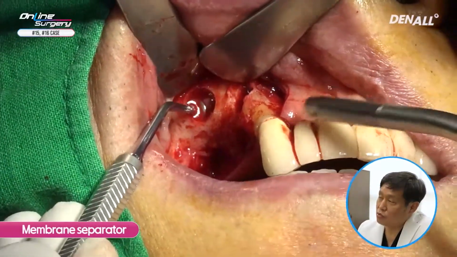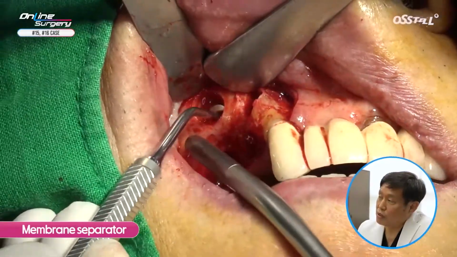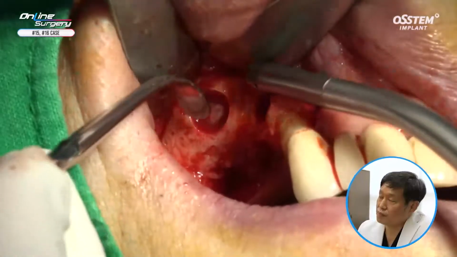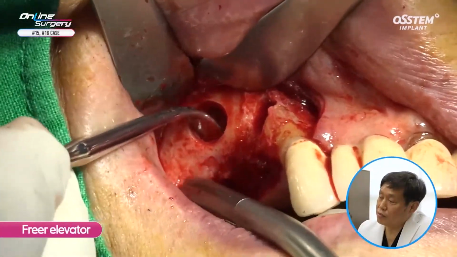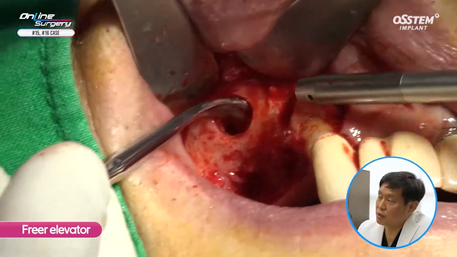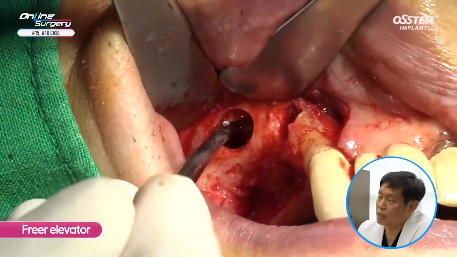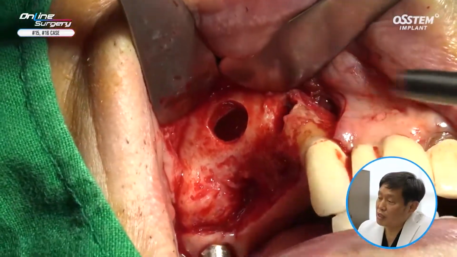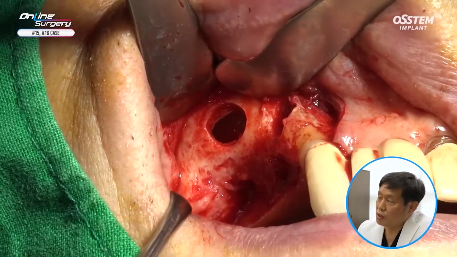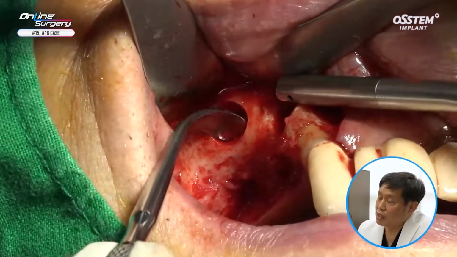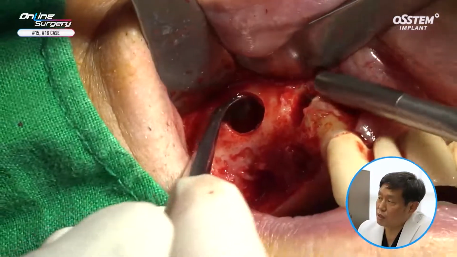You can see the sinus mucosa moving. I'm using a membrane separator to detach it. A Freer elevator is used to elevate the sinus membrane. Mucosal thickening was quite severe in the case of this patient, so you can see sinus membrane perforation. I'm elevating.